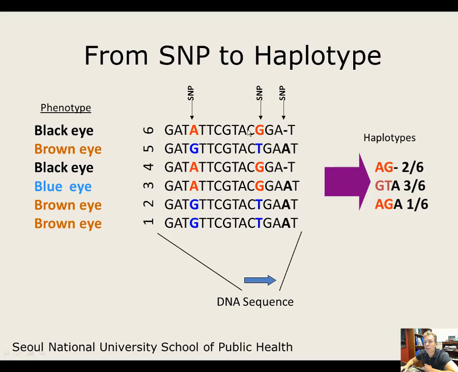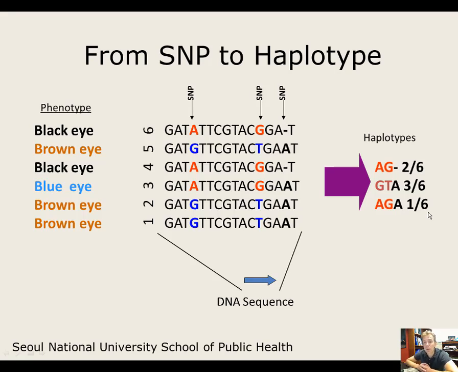It's this person, number 6, and this person, number 4. And notice that person 6 and 4 both have black eyes. We say that that haplotype and those SNPs are linked to the black eye phenotype. Same deal for the next one down, individual number 5. Their haplotype is G, T, A, and notice that there are 3 out of 6 people with that haplotype. Again, we say that haplotype is linked to the brown eye phenotype. And finally, blue, A, G, A.